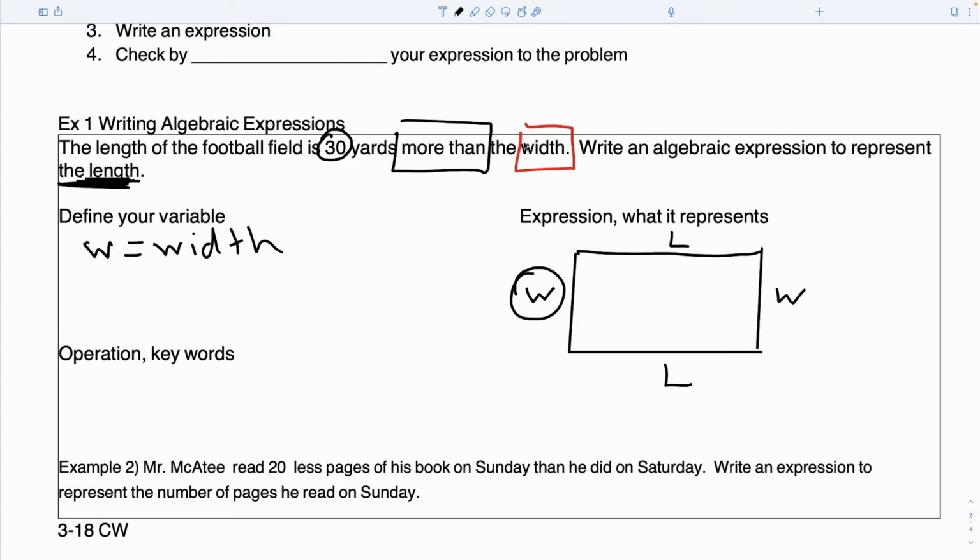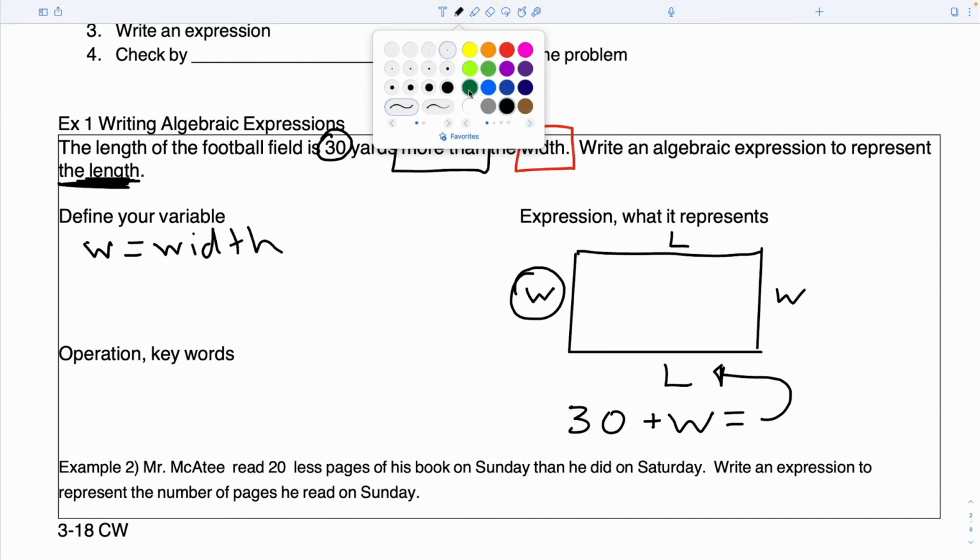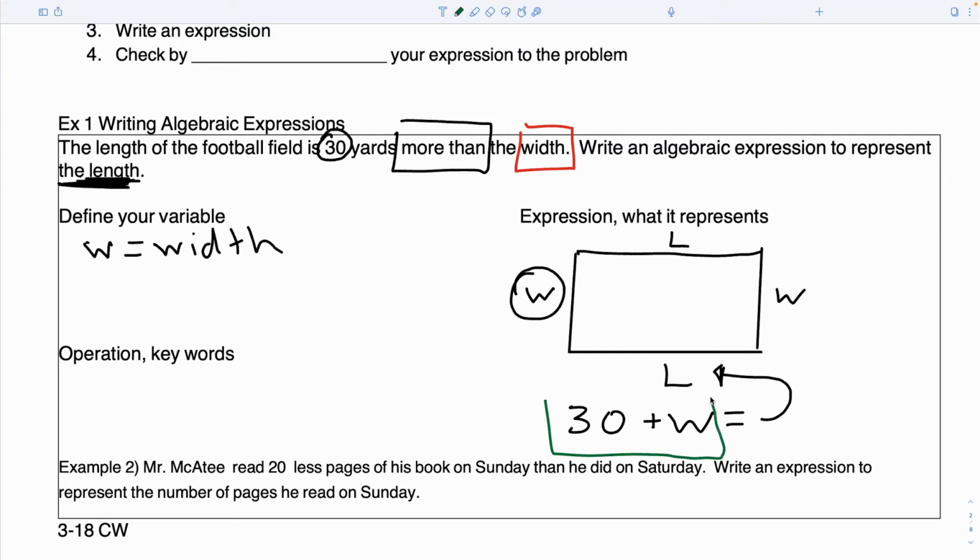They say the length is 30 more than the width. So if you have more than, I'm thinking addition. It's 30 more than the width. Then you'll get the answer of the length. That's the end answer that you're looking for. But I just need to set up 30 plus W to get that expression complete. That is all you need to write.